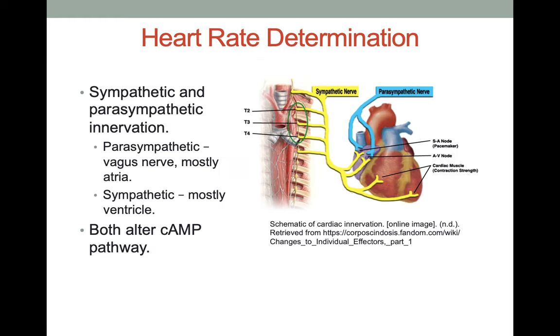Okay, if we look at the next slide, let's talk more about heart rate determination. Heart rate is determined primarily by the autonomic influences on the SA node. So the sinoatrial node, or the autonomic influence on it, is going to determine our heart rate. The heart is innervated by both divisions of the autonomic nervous system. So there's a sympathetic innervation and a parasympathetic innervation.